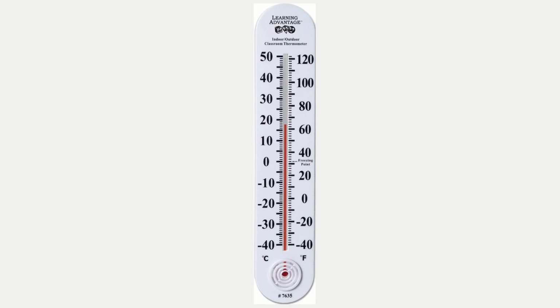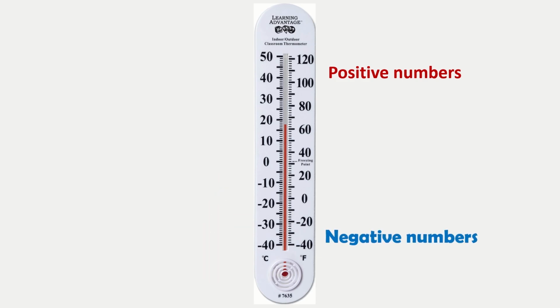Now, we can apply integers to real life situations, like going up in a thermometer. These are positive numbers to tell you the temperature is hot. So these are positive numbers in a thermometer. And the negative numbers tell you that the temperature of the room or body is cold. So negative numbers represent cold and positive numbers represent heat gain.